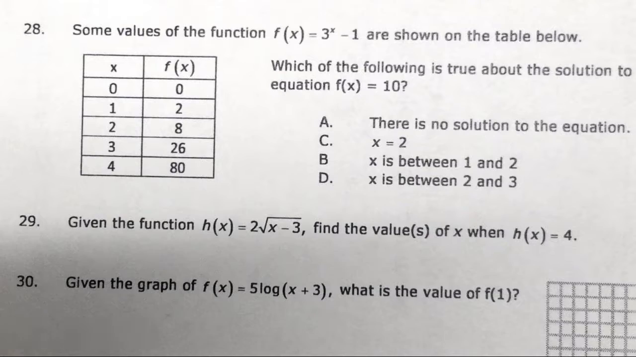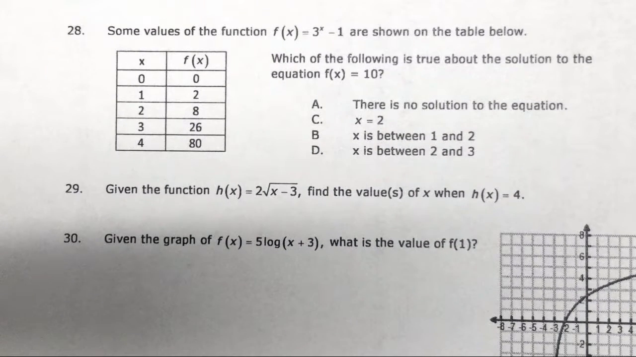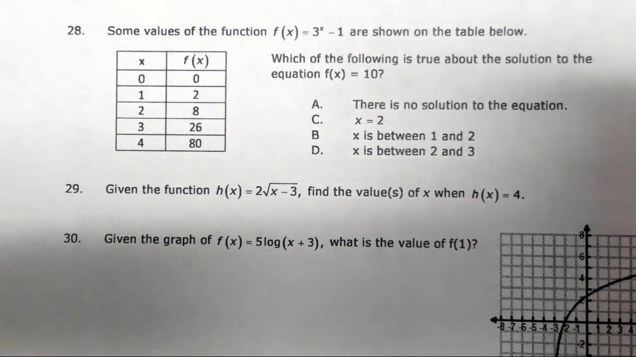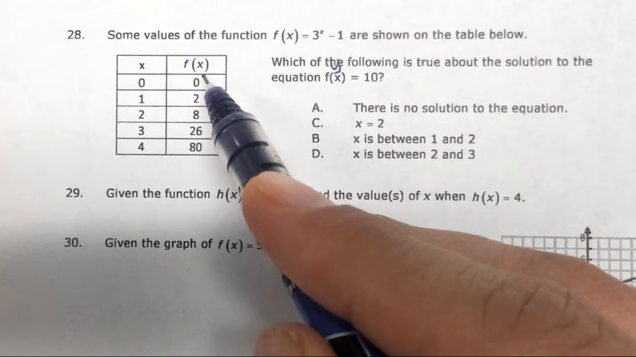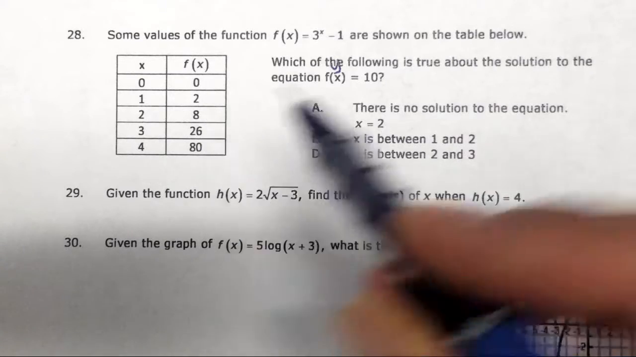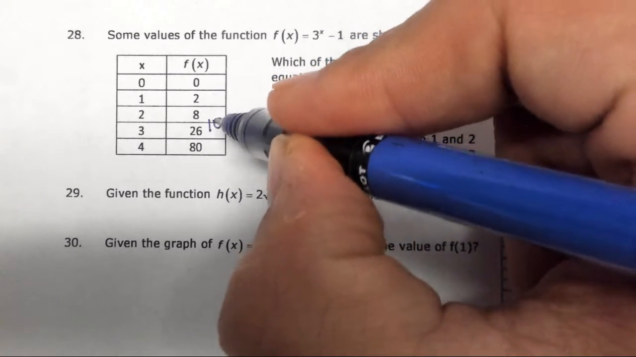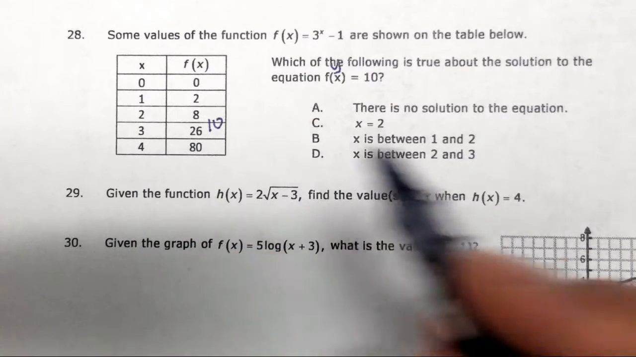28. Some values of the function f of x equals 3 raised to the x minus 1 are shown on the table below. Which of the following is true about the solution to the equation f of x equals 10? So again, f of x is outside the parentheses, so this is your y. Here's also your f of x: 0, 2, 8, 26. So 10 should be found somewhere in between when x is 2 and when x is 3. So this will be D.